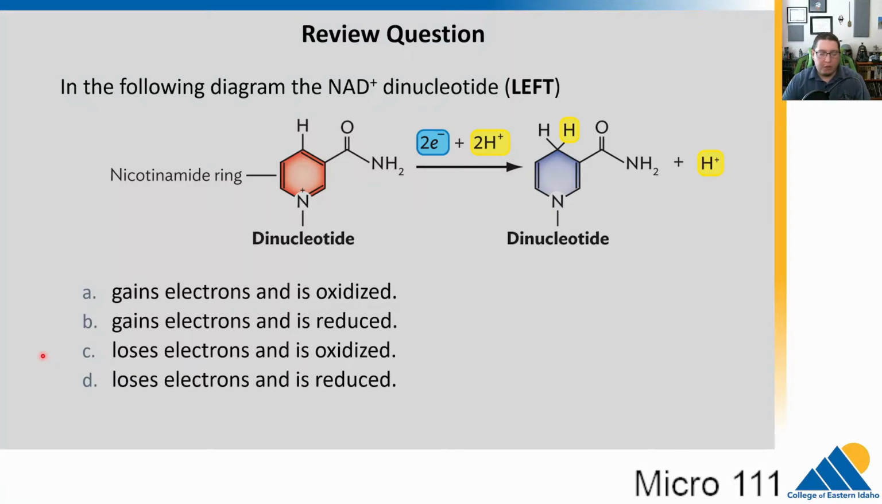Okay, before we get into 7.3, let's do a review question. In the following diagram, NAD+, this molecule on the left-hand side, is: A, gains electrons and is oxidized; B, gains electrons and is reduced; C, loses electrons and is oxidized; or D, loses electrons and is reduced. So go ahead, take a look at this and select your answer. Pause the video if you need to.